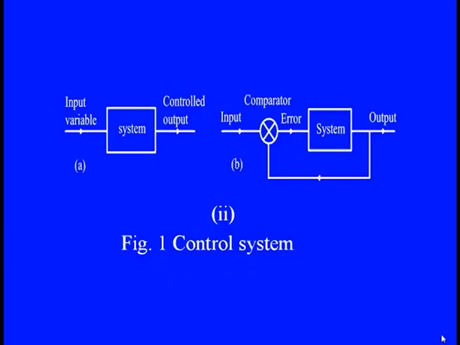So, if you see the block diagram of that, you can see that we have the input going straight to the system, and the controlled output is coming, but if we are not getting the desired control output, again we can feed back to the system, in which we have the comparator, the error is generated, and then this error is fed to the system itself.